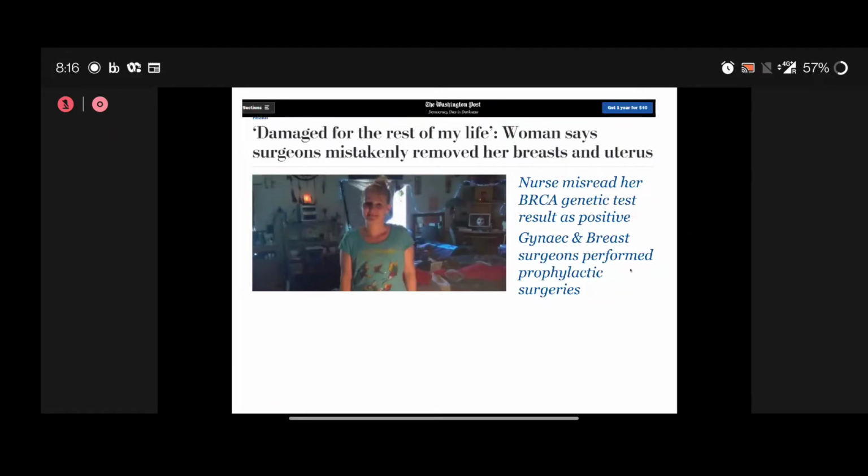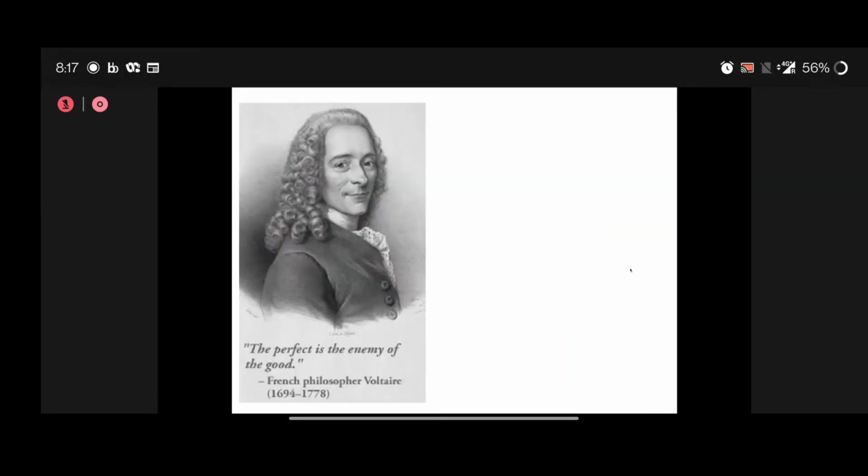Just see what happened. This was in the Washington Post. This lady: damaged for the rest of my life, woman says surgeon mistakenly removed her breast and uterus. I mean, how on earth could this happen? But the nurse misread her BRCA genetic testing result as positive, conveyed it to the surgeon, and the gynec and breast surgeons performed. So you have to understand the report yourself. You cannot rely on what someone has said. Positive could mean a mutation, or positive could mean it's a normal report. So you have to understand that.